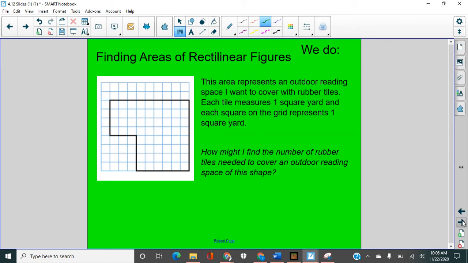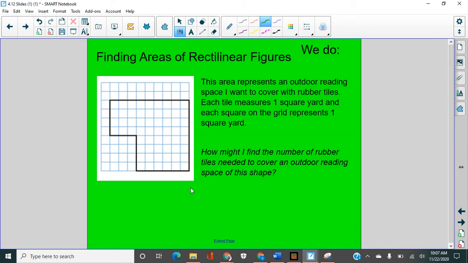All right, so let's look at this together. This area, right, see our area here. This is a rectilinear shape. This area represents an outdoor reading space I want to cover with rubber tiles. Each tile measures 1 square yard, and each square on the grid represents 1 square yard. How might I find the number of rubber tiles needed to cover an outdoor reading space of this shape? So I know that we could count all the squares, but we're going to practice this strategy.